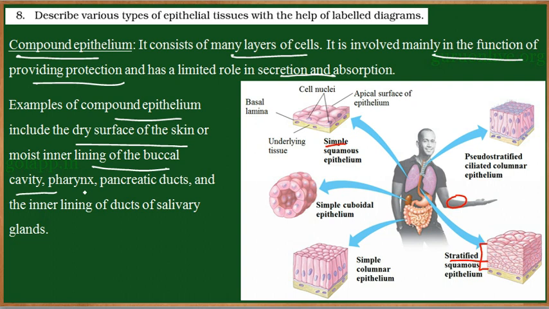And similarly, it is found in the pharynx, pancreatic duct, the inner lining of the salivary glands, and in all regions it provides protection. So compound epithelium's main function is to provide protection, and they are arranged in multiple layers.